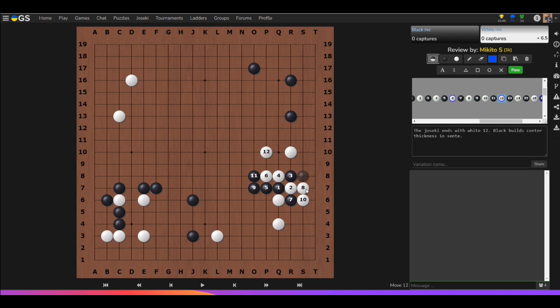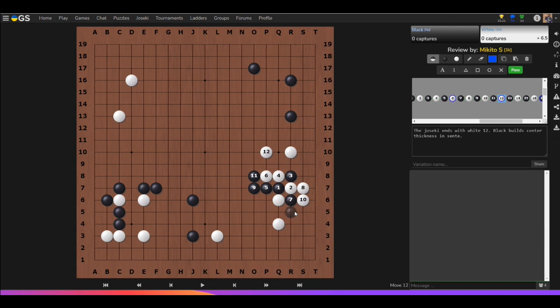So I found this really interesting because this does pop up quite a lot in the mid game, right? The opening's already been done, everybody's done every corner, and so now we're in the middle game, which I find one of the hardest parts of the game for me. And so I really like this sequence. The Joseki ends with white 12. Black builds the center thickness in Sente.